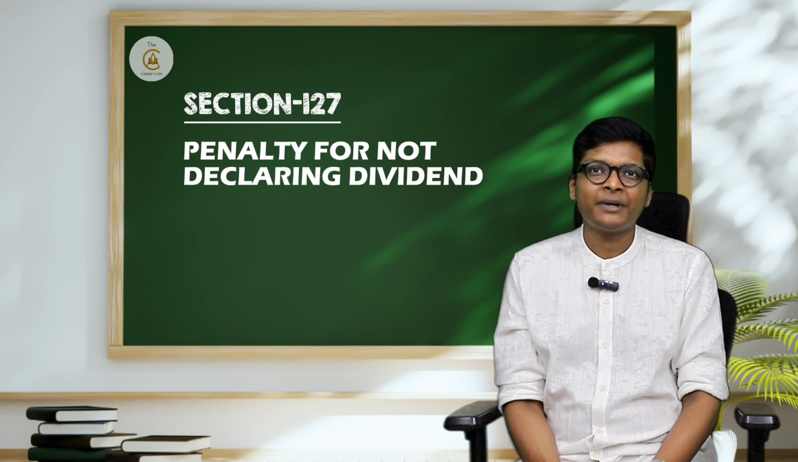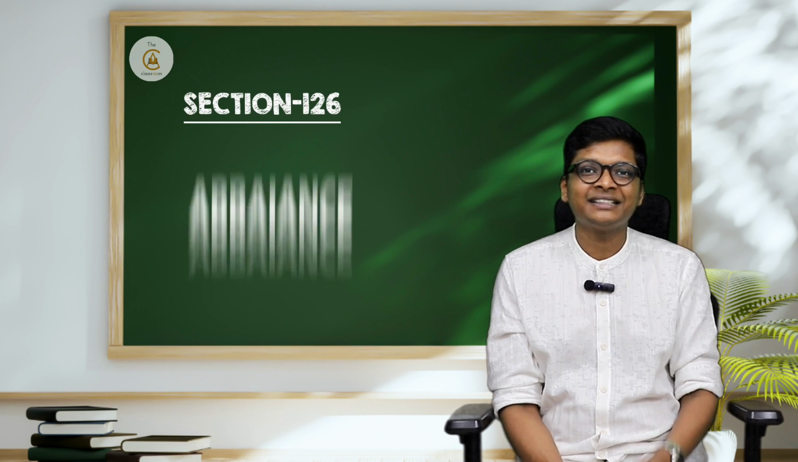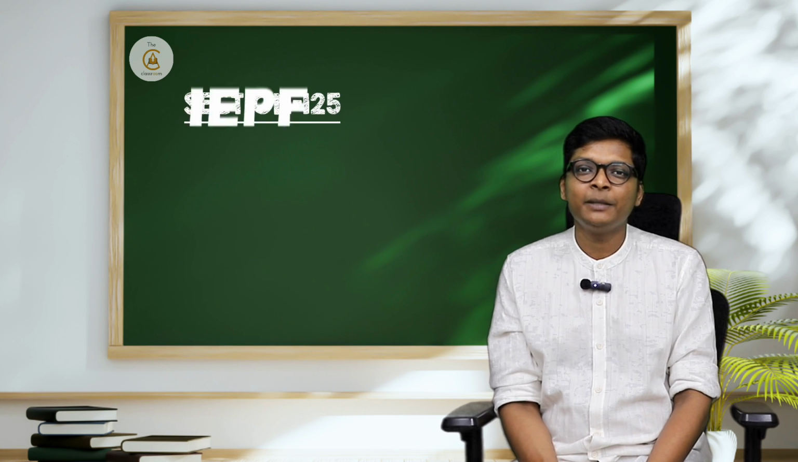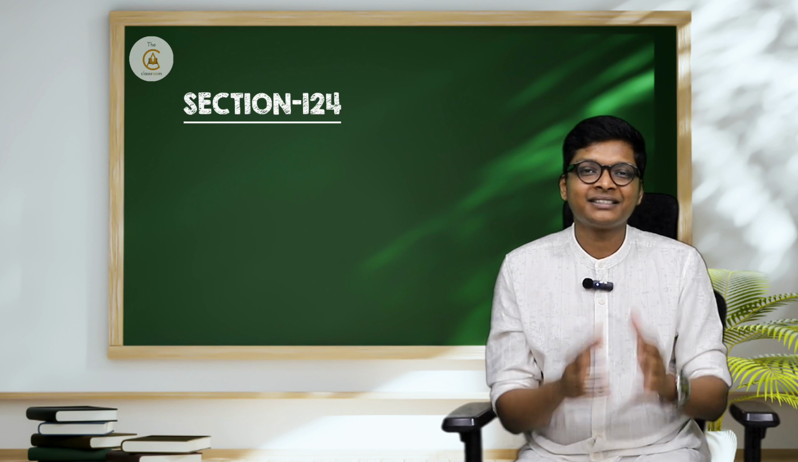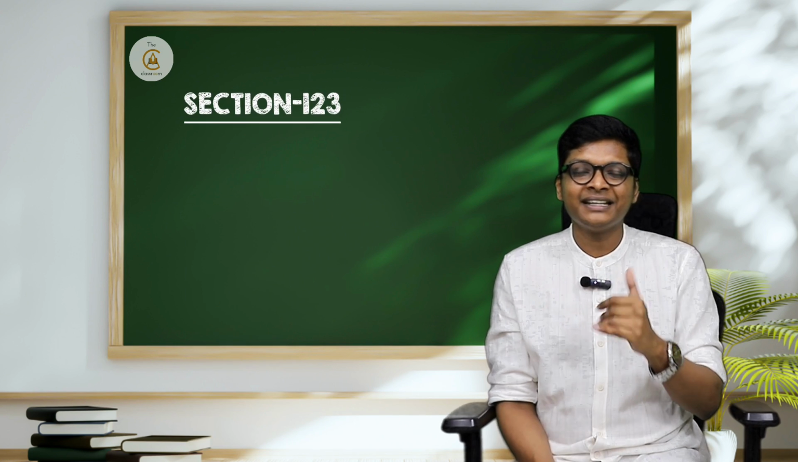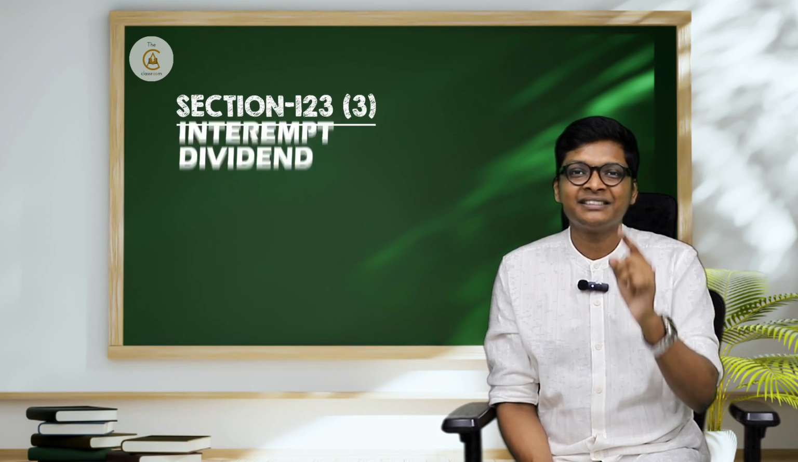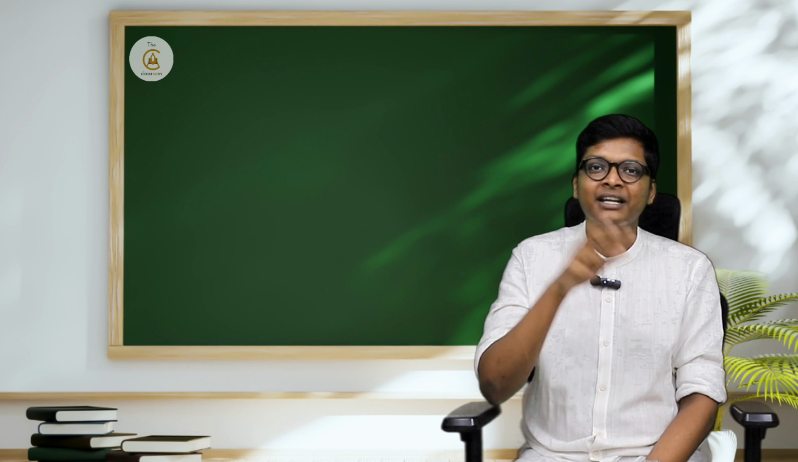127 is punishment for not paying dividend. 126 is abeyance. 125 is IEPF. 124 is your unpaid dividend account. 123 is declaration of dividend. 123 subsection 3 is interim dividend. 123 rule 3 are 3 rules.